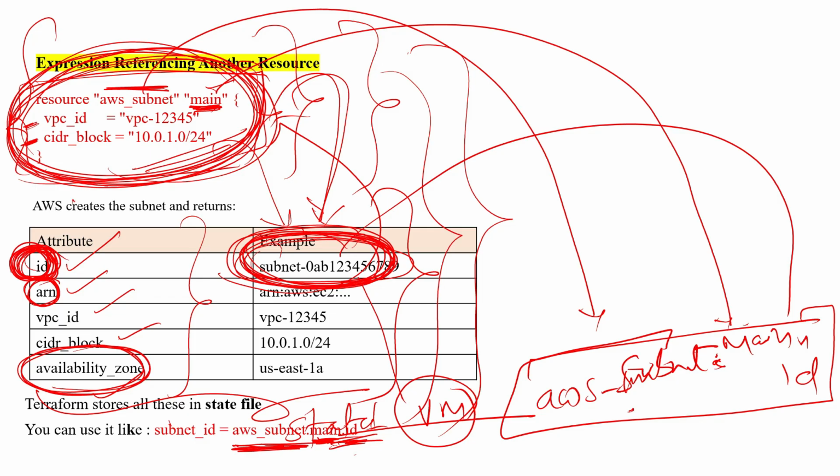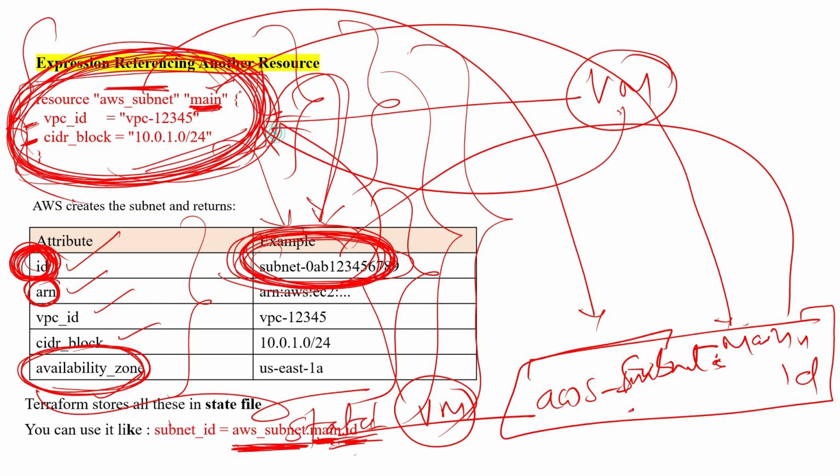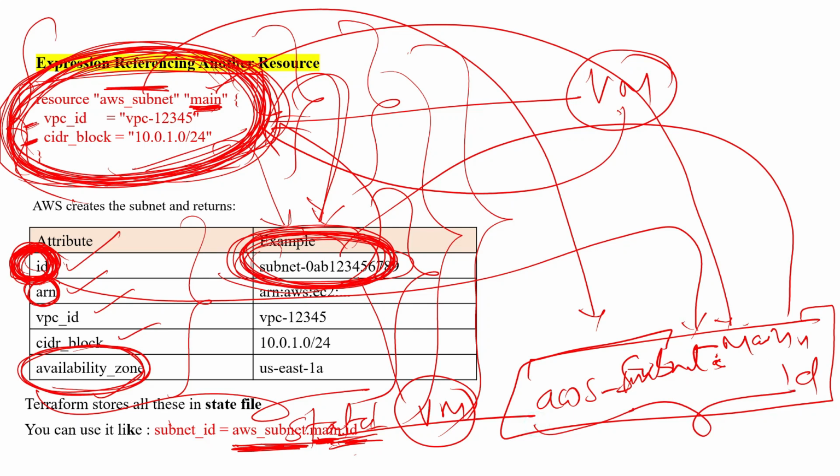Many times it happens that we need dynamic information. One example I have given to you: once the subnet is created, I am going to create a virtual machine, and for the virtual machine I need a subnet ID. This subnet is created dynamically during the execution, so once it is created, this ID will be returned back. I can fetch this ID in this way and create the virtual machine inside this particular subnet, which is created dynamically.